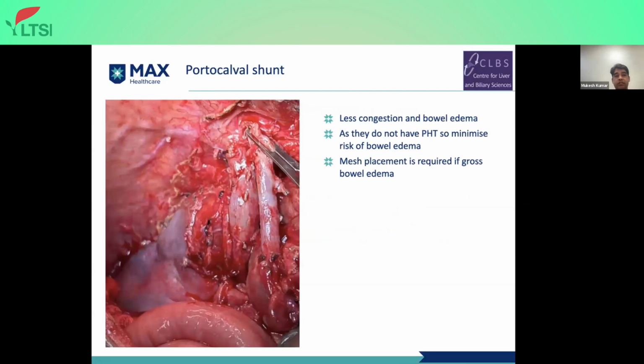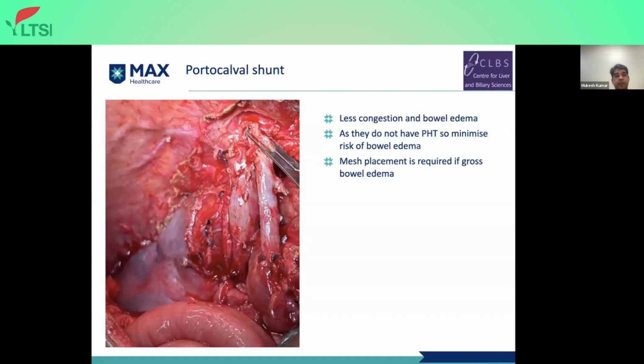So portocaval shunt we routinely do in these patients as recipients are to be taken first, because in ALF patients they don't have portal hypertension, so chances of bowel edema are higher. Then later on they might have a difficult closure due to gross bowel edema, and sometimes mesh has to be placed. In this figure you can see we have done the portocaval shunt with the portal vein with the middle hepatic vein. It can be done directly to IVC as well.